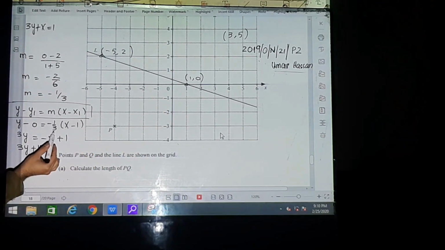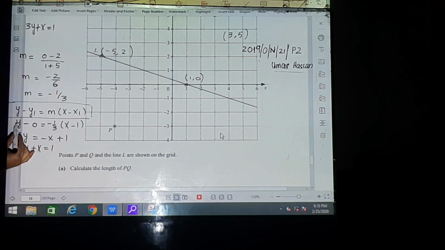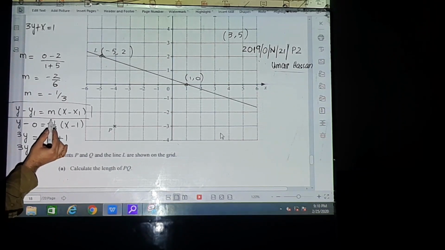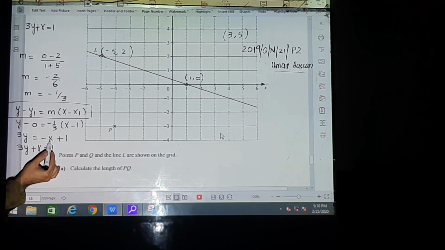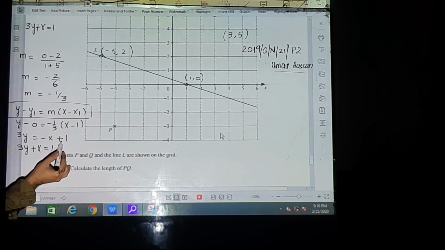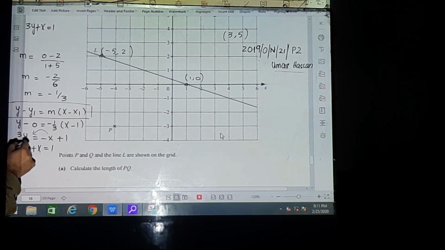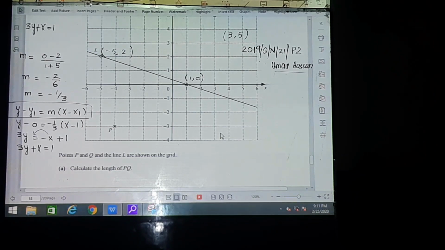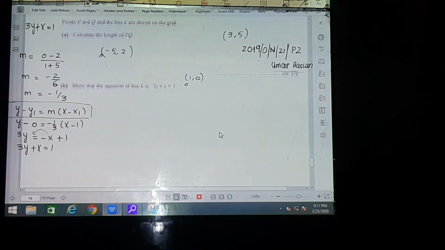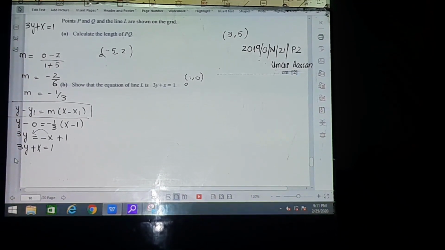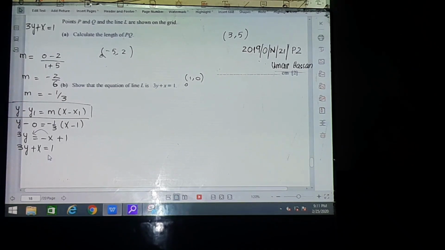From here you can move 3 over, so 3 will be multiplied with y and it becomes 3y equal to -1 into x minus 1 into -1, which is plus 1. So move x to the left side, and it becomes 3y plus x equal to 1, which was basically what the question asked. This shows that the equation of the line L is 3y plus x equal to 1, hence proved.